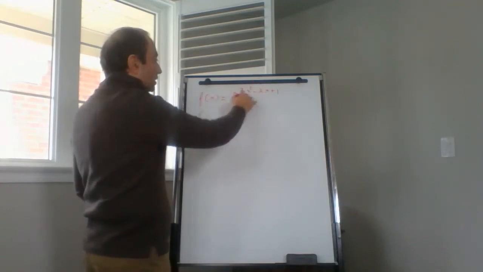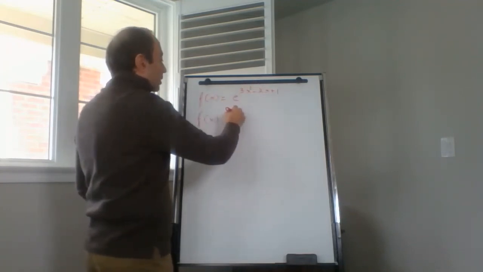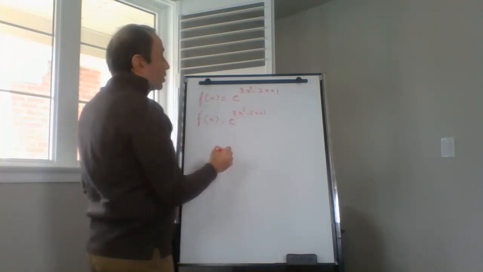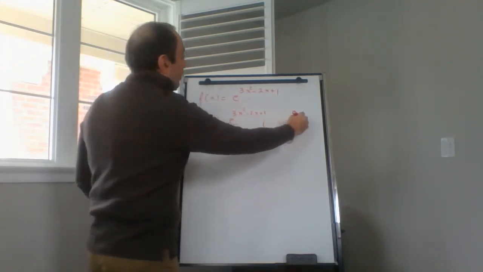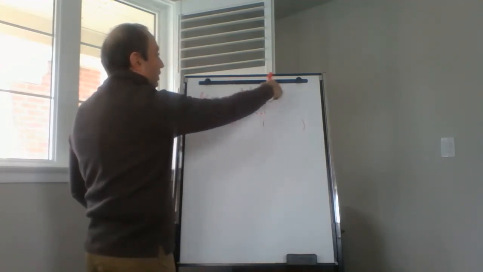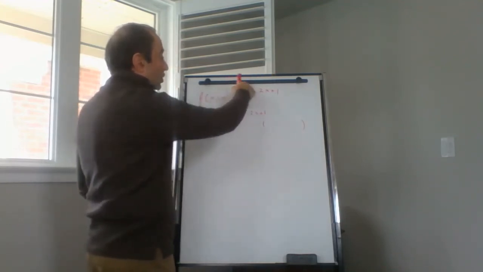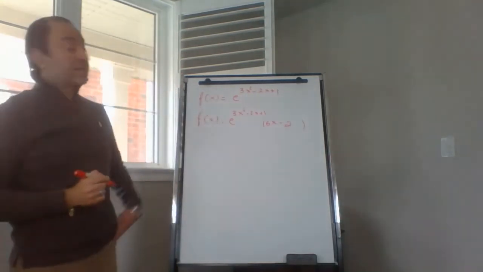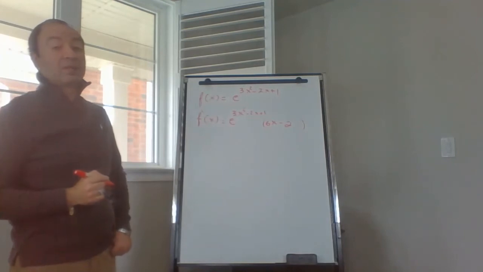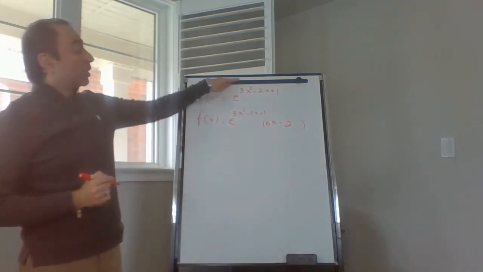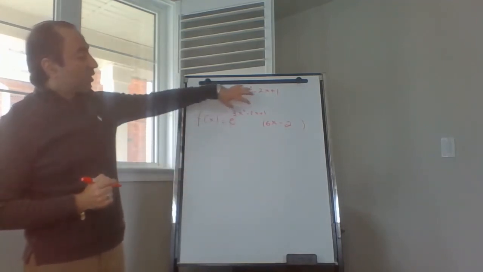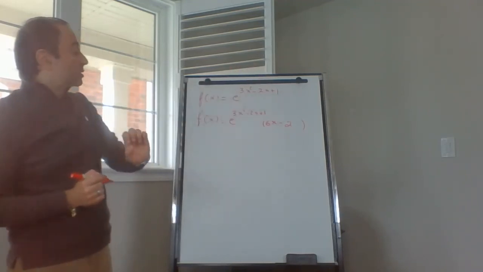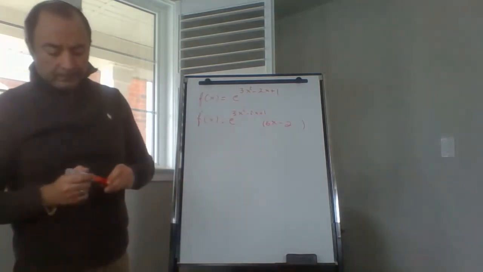So now we're going to write this as it is: e to the power of 3x squared minus 2x plus 1. Are we done? No, we are not done. We have to find the derivative of g of x, which is 6x minus 2. So this is how we find the derivative of e to the power of g of x. We write e to the power of g of x as it is, and then we multiply by the derivative of g of x.